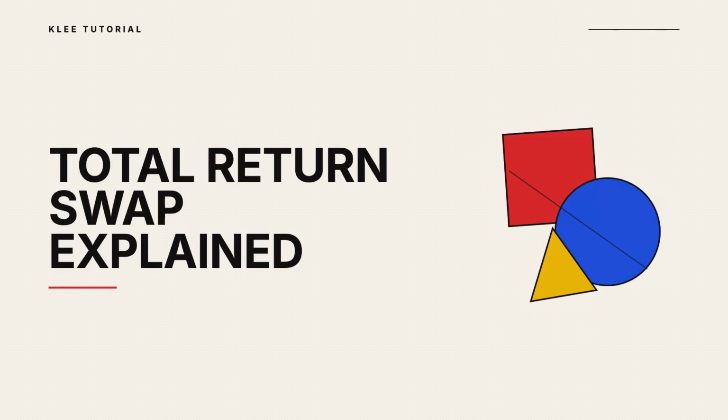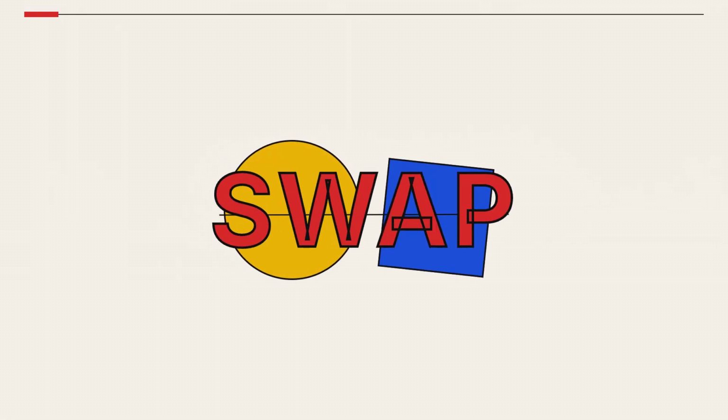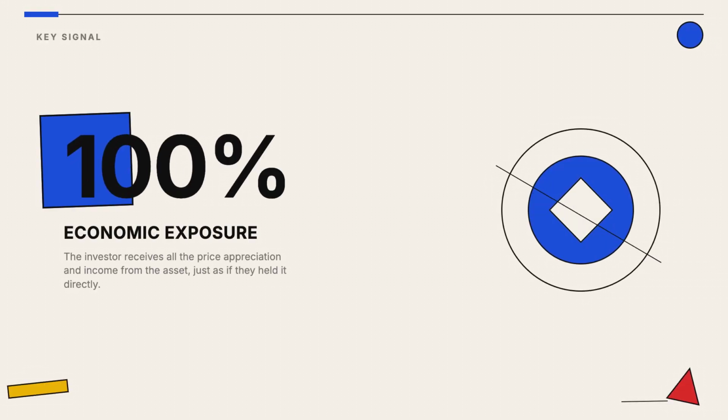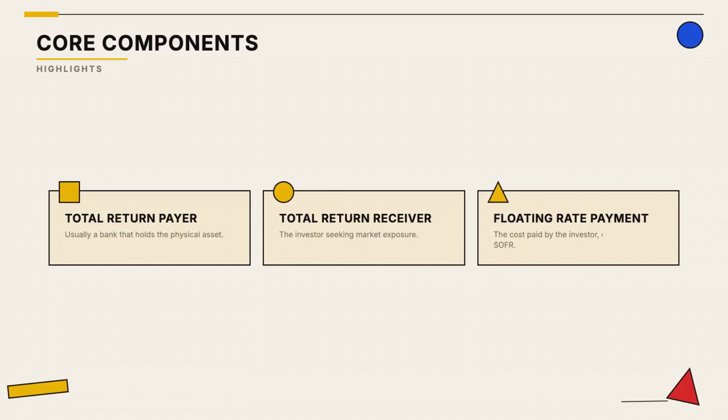A total return swap is a financial contract that lets one party gain exposure to an asset without actually owning it. At its core, a swap is simply an exchange of cash flows between two parties, usually a bank and an investor. The investor gets the full economic benefit of the asset, including any price gains or dividends paid out over time. In return for these gains, the investor pays the bank a set fee, which is often tied to a floating interest rate.